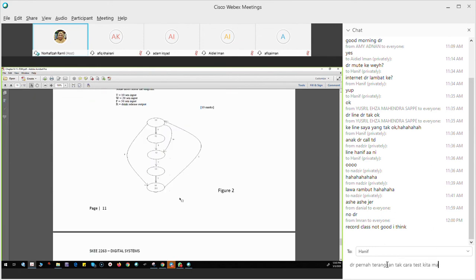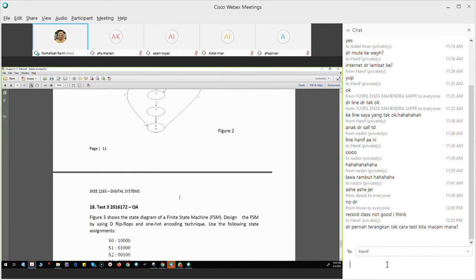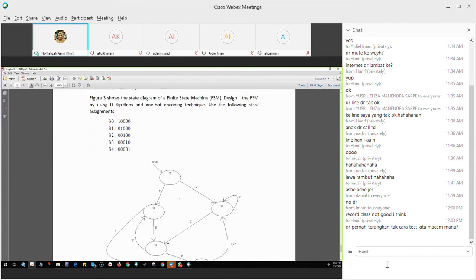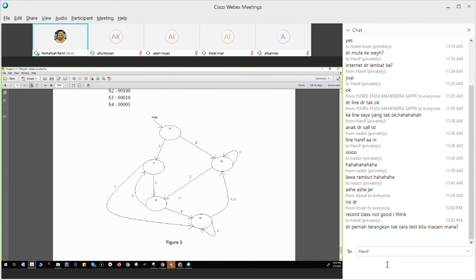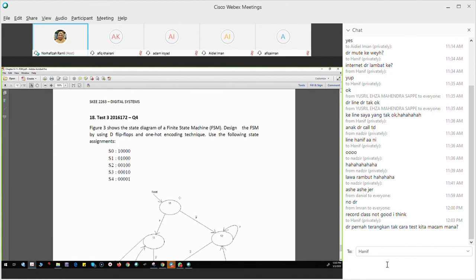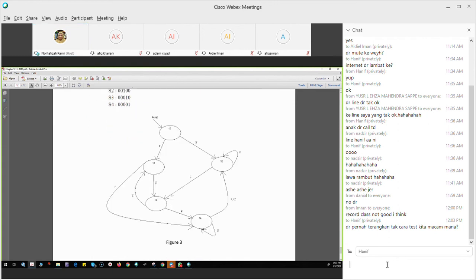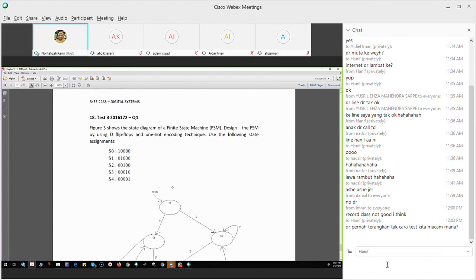So the vending machine design. Question 18. So this is a must. This is also another design. It is using the one hot method because there is only one state active at any time. Therefore, obviously, you use one hot. So you will be using 1, 2, 3, 4, 5 flip-flops in order to implement this one.